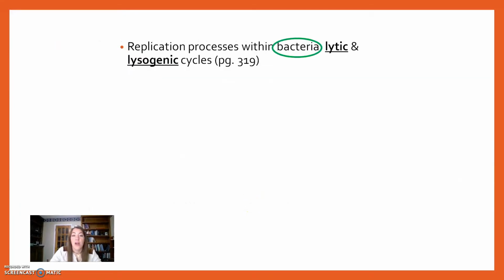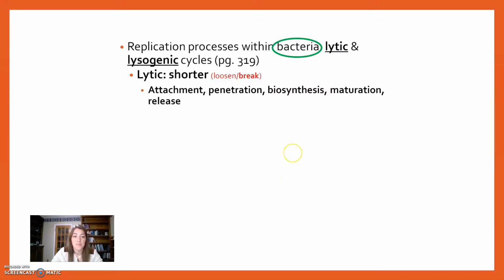Now, replication processes within, we're just talking about bacteria, viruses, okay, so bacteriophage. We have the lytic and the lysogenic cycles. The lytic is shorter, it only has 5 letters. So compared to the two, that's one way to remember. The lytic is shorter. Lytic means to loosen or to break, like lysis and lytic are very similar words. So this is the process of the lytic cycle.